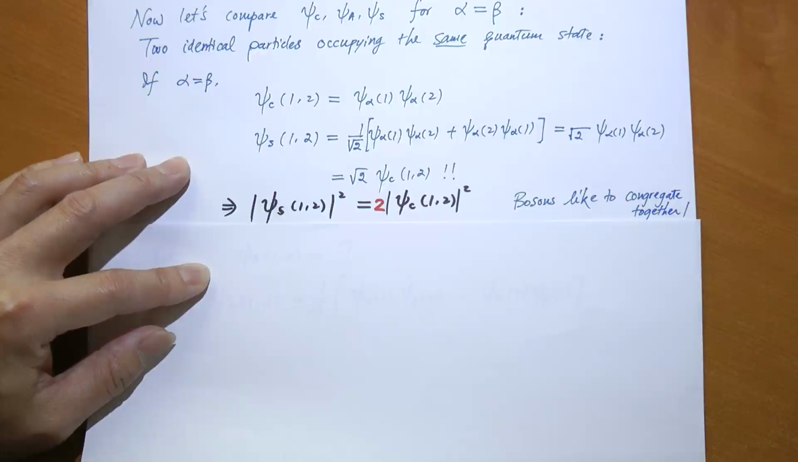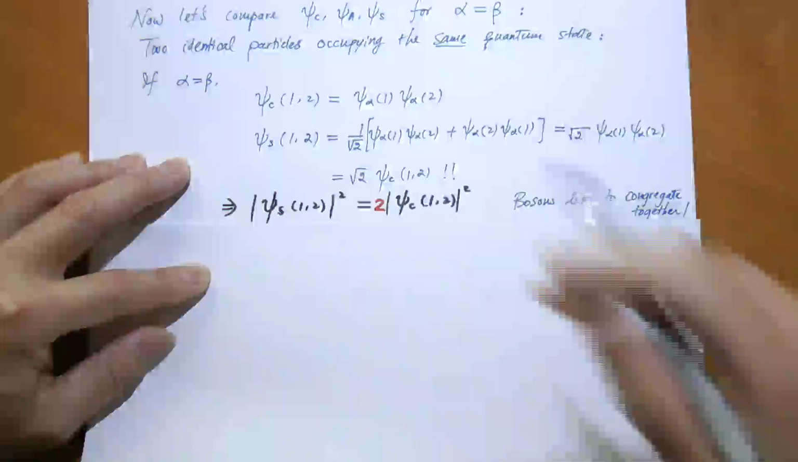This does not mean the bosons have an attractive force between them. I have never considered the force between the two bosons. In fact, I ignore the force between them. But just the fact that the wave function must be symmetrical for bosons means that two identical bosons like to occupy the same state because of this.